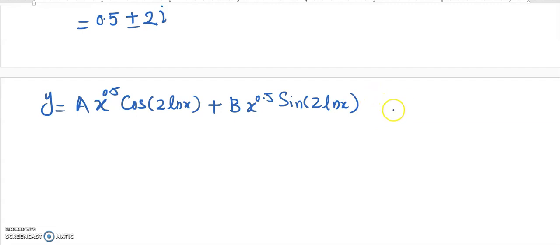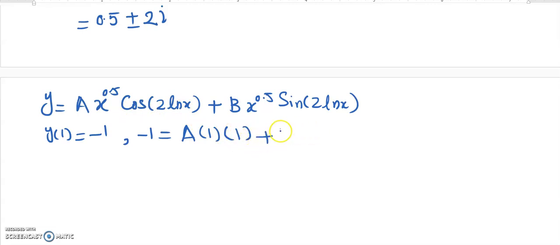initial conditions known, the first condition is y(1) is equal to -1. So from here, if I put the value of y as -1 and the value of x as 1, it will be a into x power 0.5, which will be 1, and if I put 1 into the log, log 1 is 0, so 2 times 0 is 0, cosine of 0 is 1, so this will be 1, and then b times sine 0, which is 0, so this term will be 0, and this term will be a, and a is equal to minus 1.